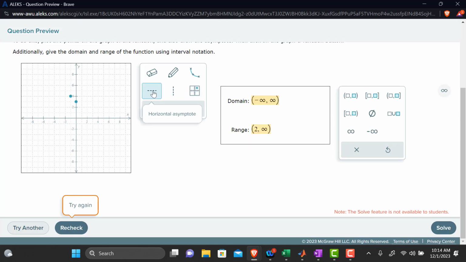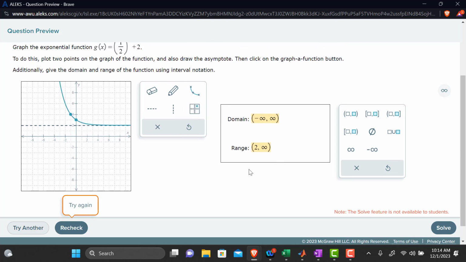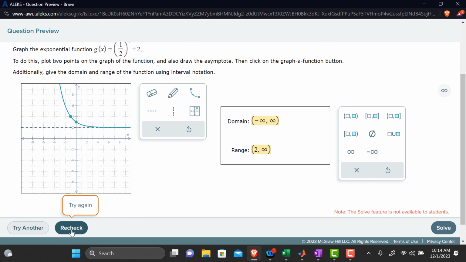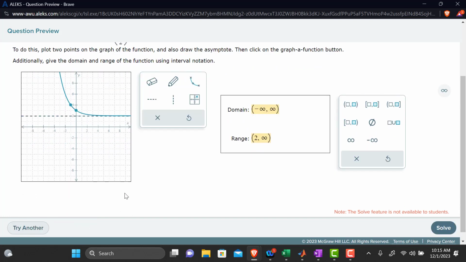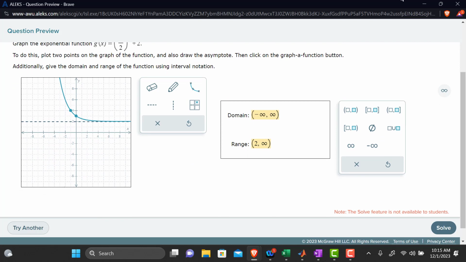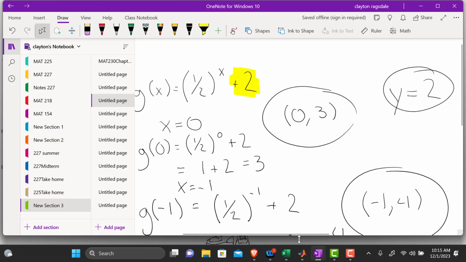And now let's go ahead and put this. Yeah, that looks better. It's not supposed to be growth, this is supposed to be decay. Still the same answers though, still the same for domain and range. Let's go ahead and recheck. And now we're good. Okay, let's go ahead and move forward.